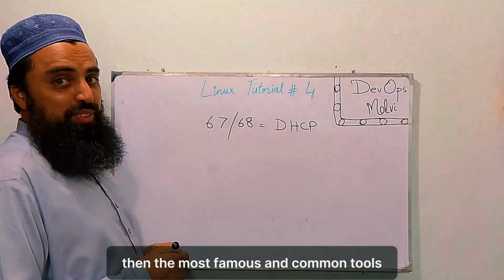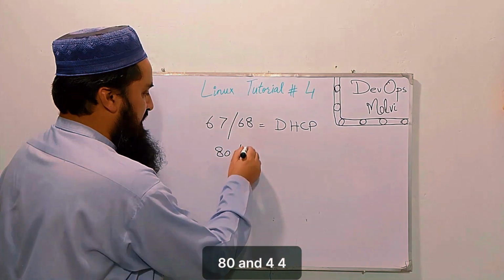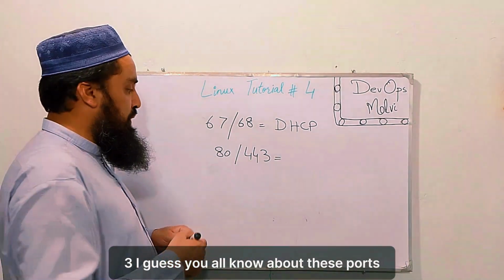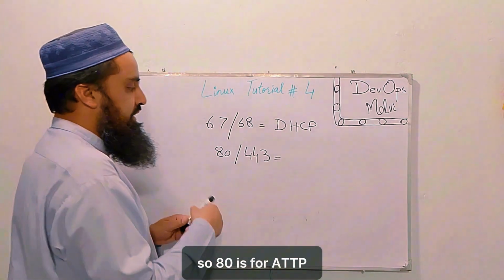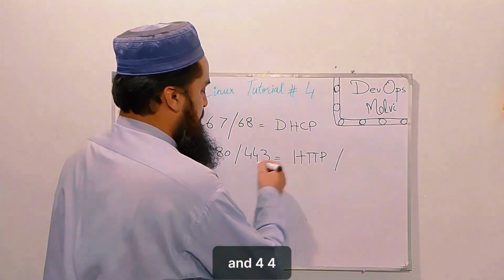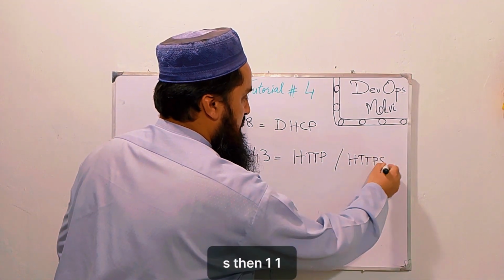Then the most famous and common ports, 80 and 443. I guess you all know about these ports. So 80 is for HTTP and 443 is for HTTPS.